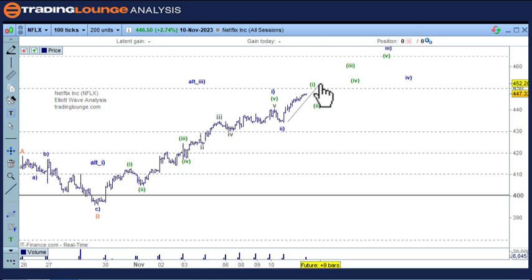The 5 waves that we get up here, then we'll get some type of ABC pullback in here, and then we'll push up again. So this would be the long trade coming. I don't like to buy before a level, so above it here.